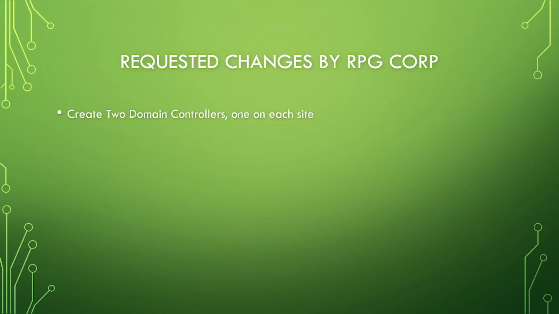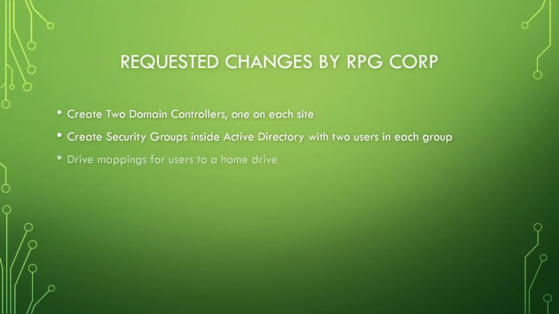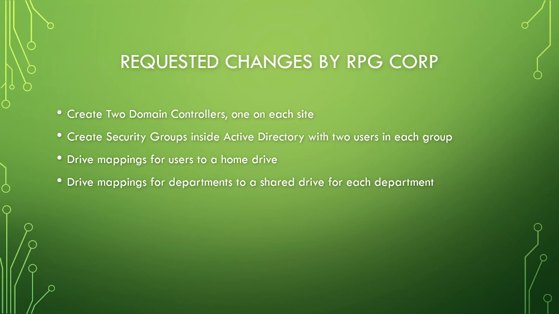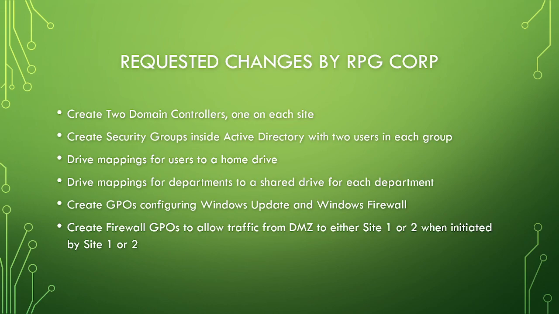First, we were asked to create 2 domain controllers, one on each site. We were asked to create security groups inside Active Directory with 2 users in each group alongside an appropriate AD OU structure. Next, we created drive mappings for users to a home drive, as well as drive mappings for departments to a shared drive for each department. Finally, one of the final things we did was create GPOs configuring Windows Update and Windows Firewall, as well as creating firewall GPOs to allow traffic from the DMZ to either enter Site 1 or Site 2 when initiated by Site 1 or Site 2.